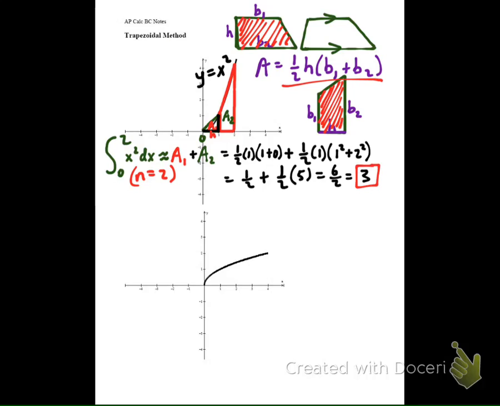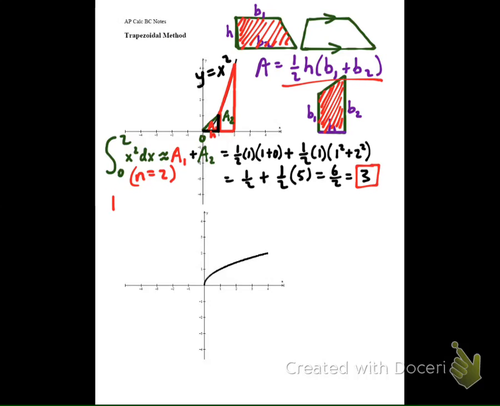One last thing to mention here: is that approximation too high or is that approximation too low? Well, this is different than the RRAM and the LRAM. The RRAM says if the function is increasing, then the RRAM approximation is too high. Okay. Well, the trapezoidal approximation, if you notice here, we have the function is concave up, so the approximation using trapezoids will be too high. Okay, too high when the function f is concave up.